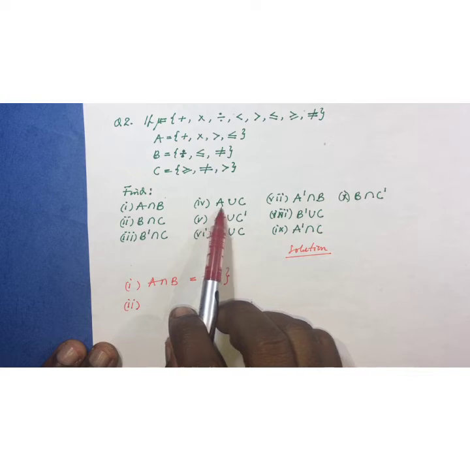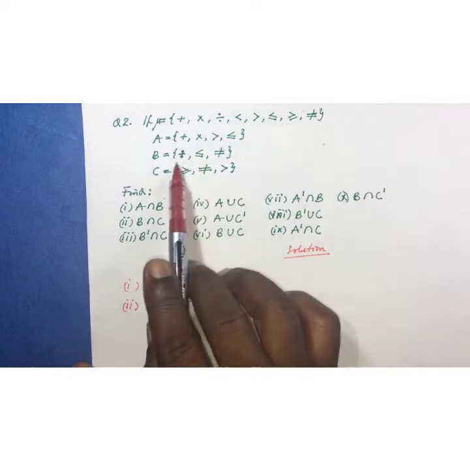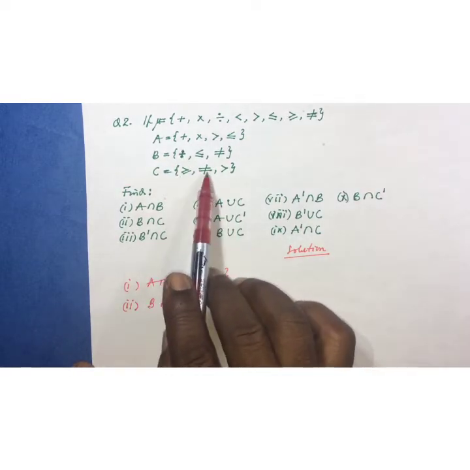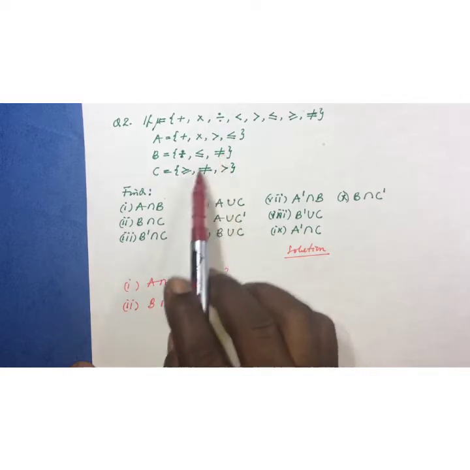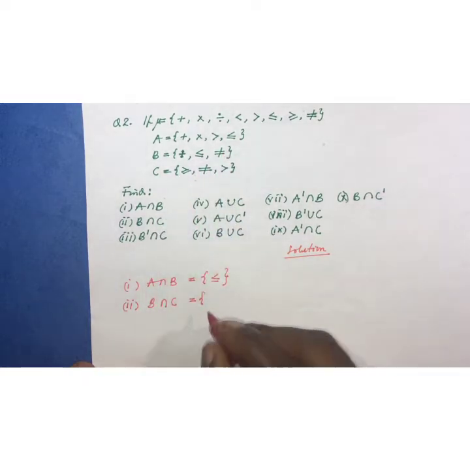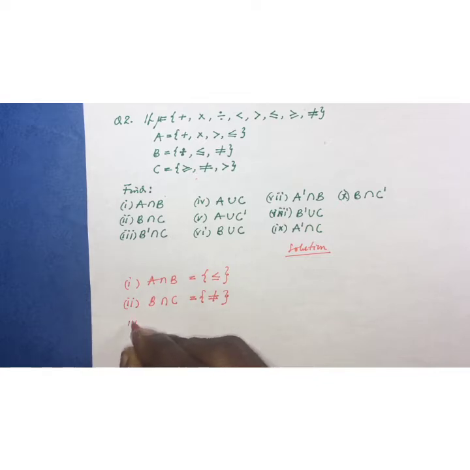Now the next one is B intersection C. So what is B intersection C? It will give us the set containing symbols or operations found common to both B and C. Now what do you find in B that you also find in C? It is the not equal to symbol. The not equal to symbol is the only symbol common to both of them, so I'm going to write it here. So B intersection C is also a singleton because it contains only one element. Now number 3, we are asked to find B complement intersection C.